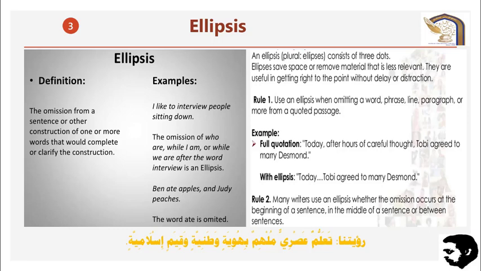Rule number 2, ellipses can occur in any place of the sentence, in the middle or between the sentences. Here is another example for you. I like to interview people sitting down. This sentence is with ellipses. Without ellipses, it could be, I like to interview people who are sitting down. Or, I like to interview people while I am sitting down. Or, I like to interview people while we are sitting down.